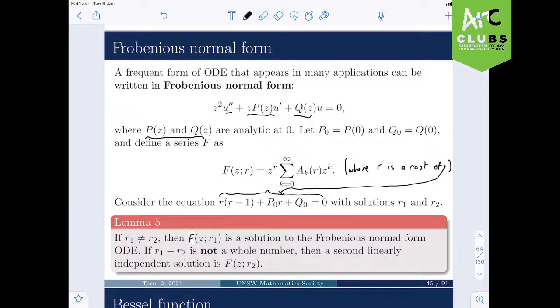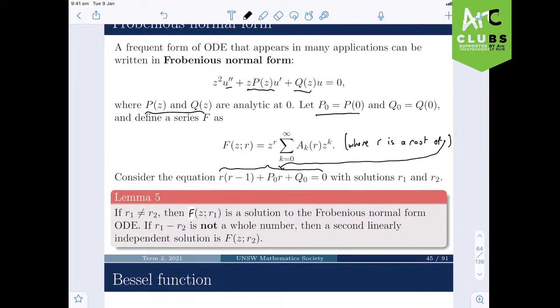And the way to approach this, we just set p0 and q0 to be p and q evaluated at 0, and we define a series f as z to the r times the sum, which looks very familiar from our power series methods, where r is a root of this equation. This is actually the indicial equation of the approximating Cauchy-Euler ODE for this Frobenius ODE.